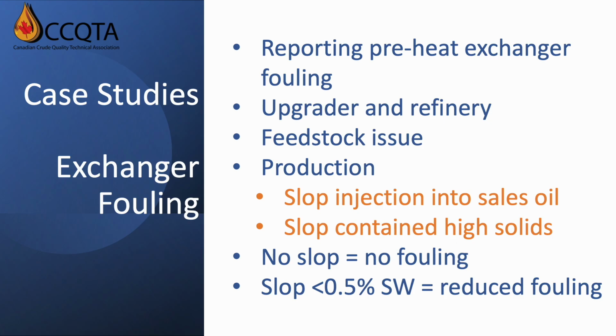In the end, they chose to only inject the slop if it met the pipeline specification for S&W, and that seems to be keeping the fouling at a manageable level. It's a good cause and effect story because they were fully integrated and had control of both upstream and downstream. Therefore, operational change could be agreed on by both sides.